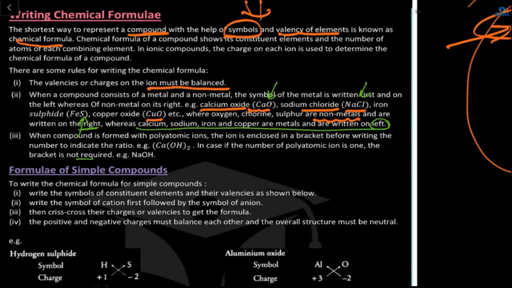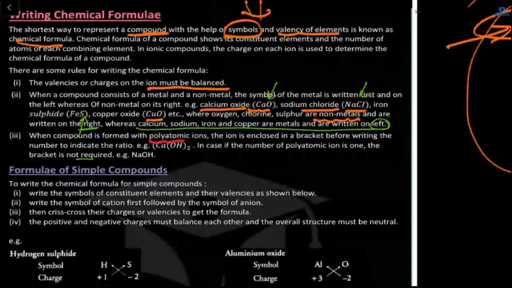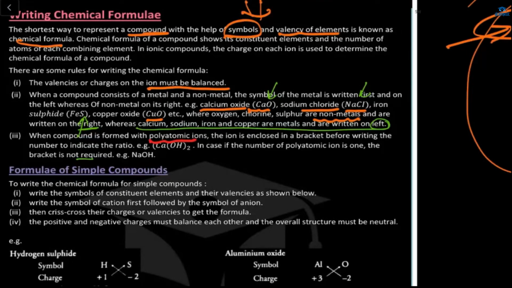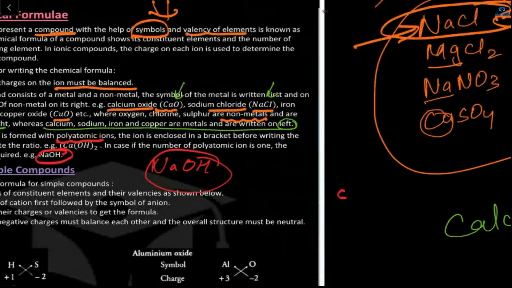When a compound is formed with polyatomic ions, the ion is enclosed in a bracket. See, what are polyatomic ions? Polyatomic ions are those which consist of more than one atom. Poly means more than one. In case the number of polyatomic ions is 1, the bracket is not required. And if, let's say, OH is needed twice, then we have to put a bracket and write it like this.